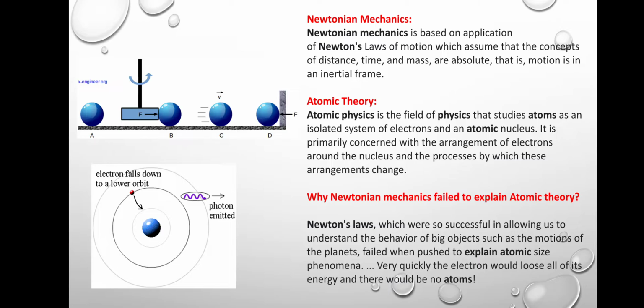Very quickly what happens is, whenever a force comes into the picture of an atom, very quickly the electron would lose all of its energy and there would be no atoms. Instead, when an electron falls down to a lower orbit, a photon is emitted. Right, so Newtonian mechanics fails to explain atomic theory.